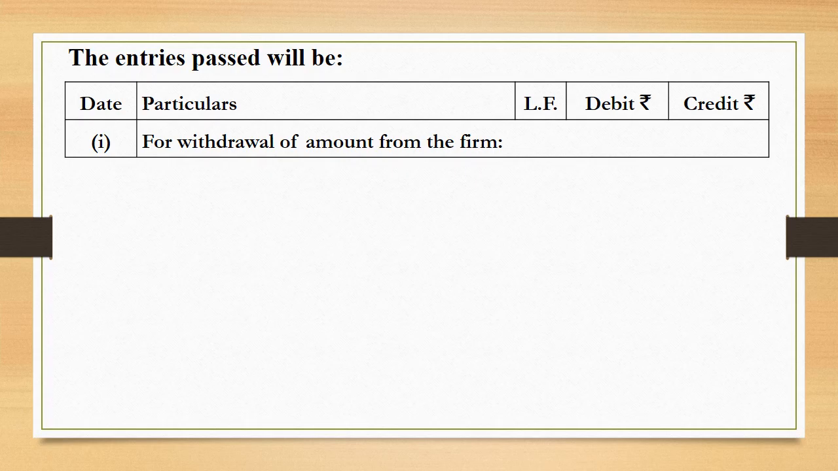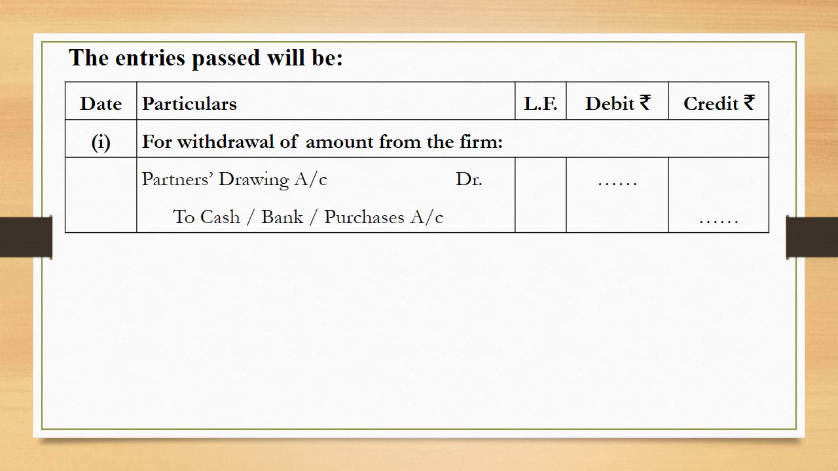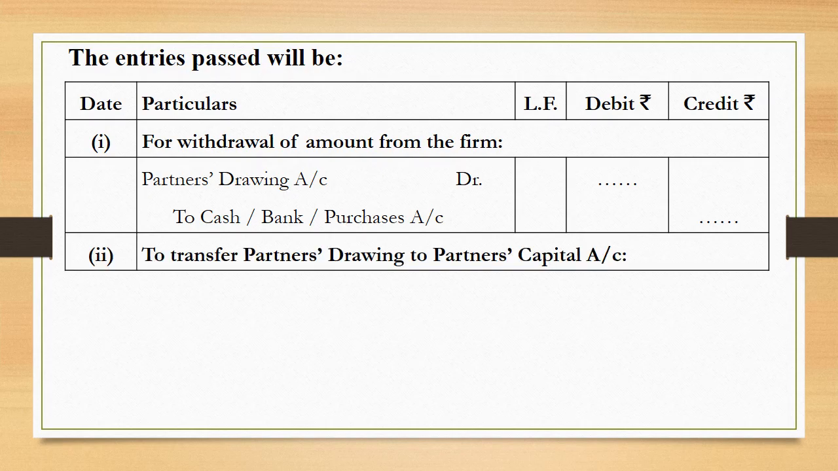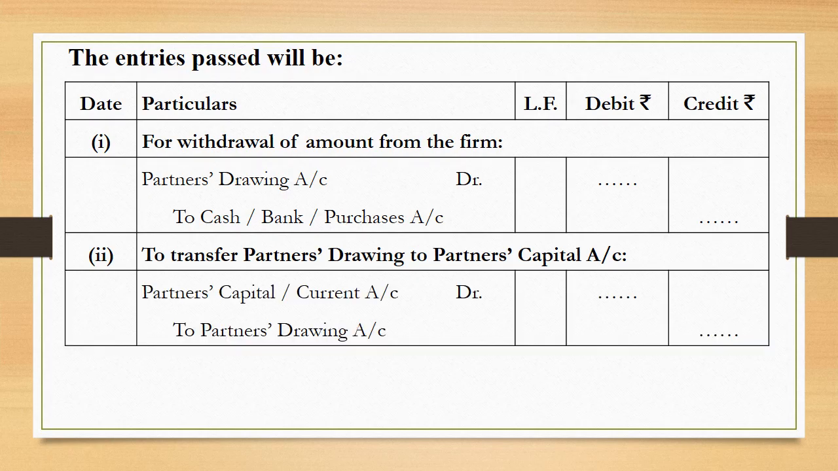The entries that we pass for withdrawal of amount from the firm: partner's drawings account debited to cash or bank or purchases. If the amount is withdrawn in the form of cash, or if the amount is withdrawn from bank, we credit cash or bank. And if goods are withdrawn by the partner, in that case we credit purchases account. For transfer of partner's drawings account to partner's capital account, we know drawings account has a debit balance. When we close this account, we need to credit it and debit partner's capital account. You can see there partner's capital or current account debited to partner's drawings account.